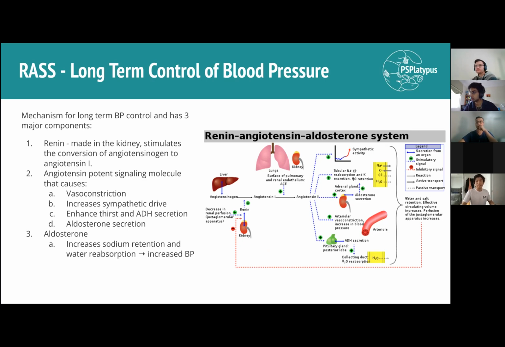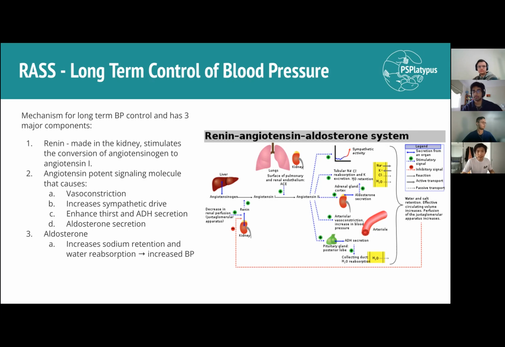Renin is made in our kidneys, and it's a molecule released by special cells known as juxtaglomerular cells. What they do is detect a change in blood pressure or amount of blood, and they release renin, which then converts angiotensinogen to angiotensin 1. Angiotensin 1 is then converted into angiotensin 2. If we look at this diagram to the right, it has a myriad of effects. It causes vasoconstriction, increases sympathetic drive, enhances thirst, ADH secretion and aldosterone secretion. Basically all these factors act to try and increase the blood volume.